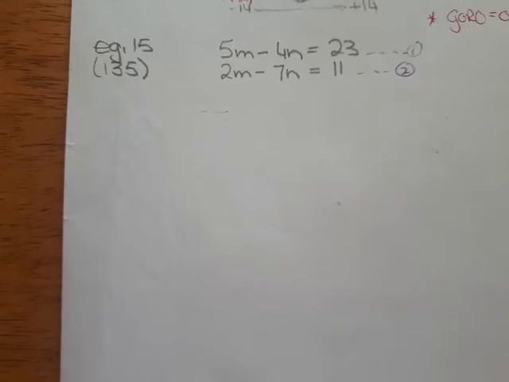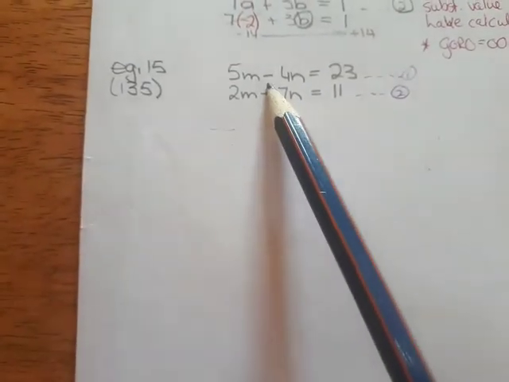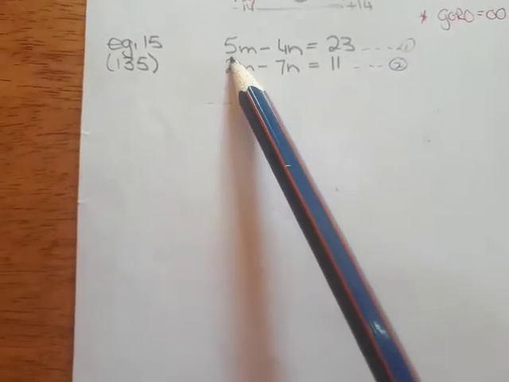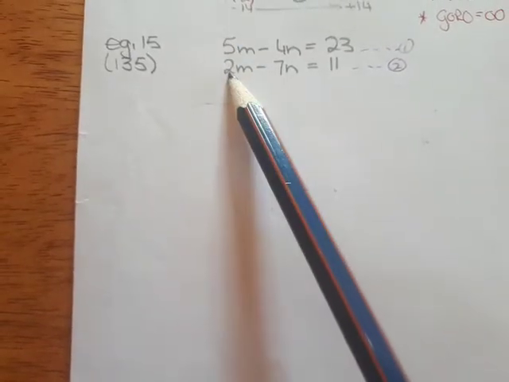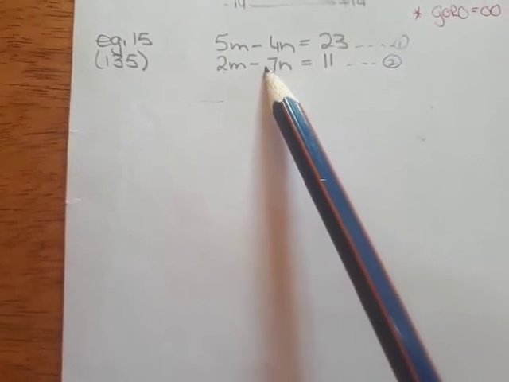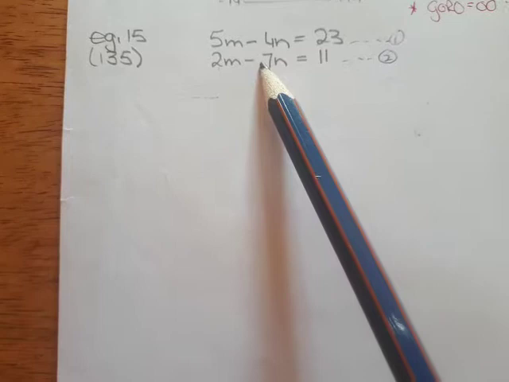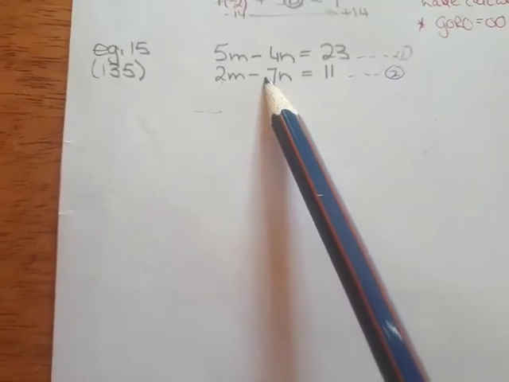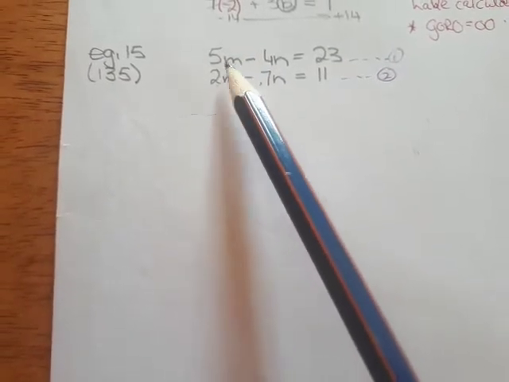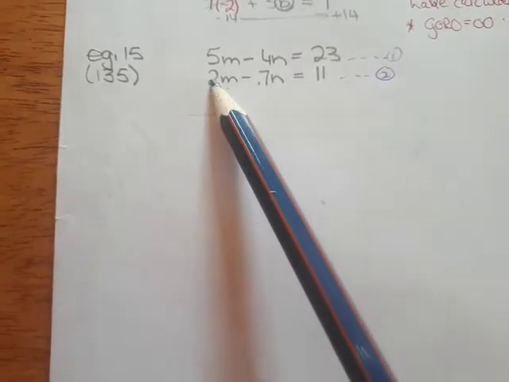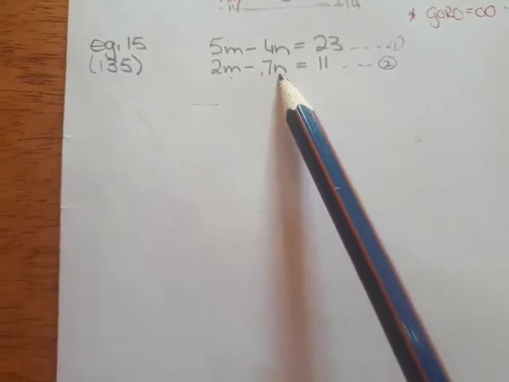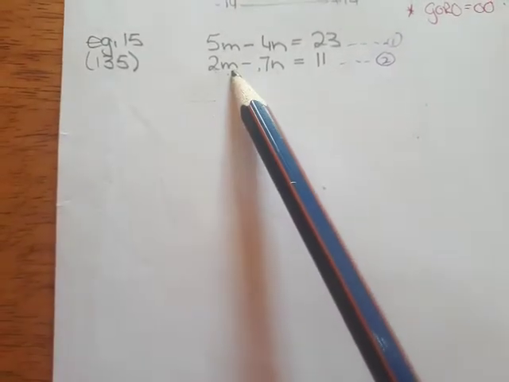Now, in the previous video I told you that one of the variables must have the same coefficient to use elimination, but in this case it's not so. This is a 5 and a 2, and this is a 4 and a 7, so they do not have the same coefficient. That means we must now make it the same. And how do we make that the same? We need to get either the coefficient of m or the coefficient of n to the same number. I have now chosen m.